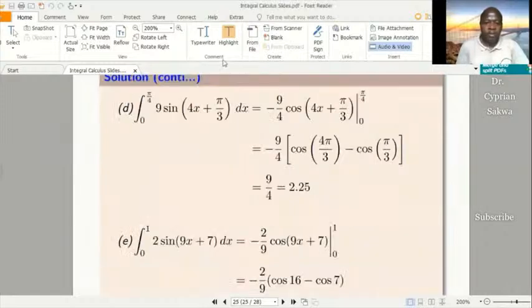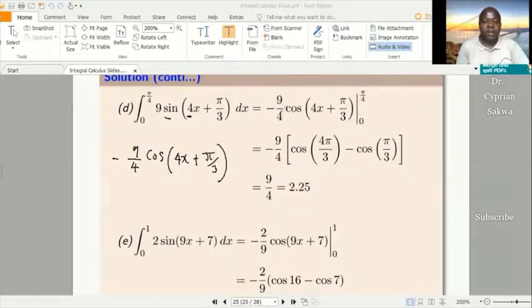Now, again I go back to these other examples. They are just to make you familiar with this type of question. I want to integrate this. I can see the coefficient of x is 4, so my integral will be 9 out of 4. And the integral of sine, of course, is a negative cos of 4x plus pi out of 3.